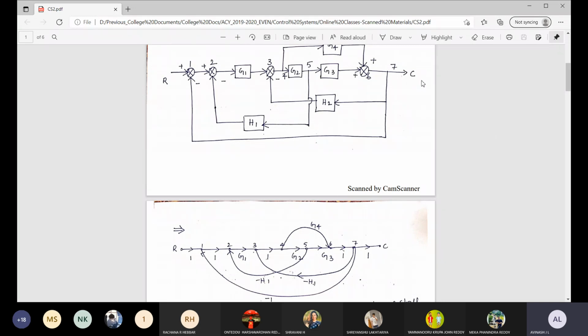Similarly, from 1 to 7, there is a minus 1. Why? Because there is a minus sign and no value is being given in the block diagram. That is why we take the value as 1. So I hope you have understood this one. Very simple. How to convert? Any doubt is there? No, sir.